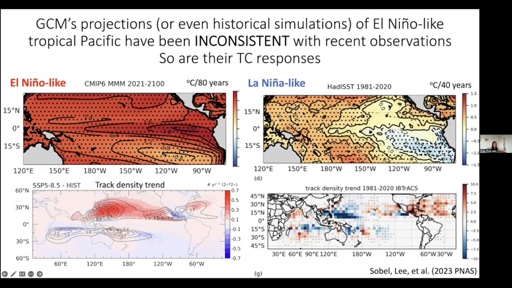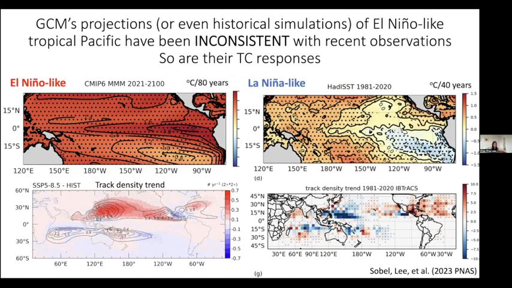If you remember what I showed you on the previous slide, you can also see that the track density from the global model has a more El Nino-like pattern, with reduction of storm activity in the Atlantic, especially the Gulf of Mexico region. While in reality, during the past 40 years, there has actually been increased hurricane activity in the Atlantic basin, which corresponds to the La Nina-like SST in the Pacific region.